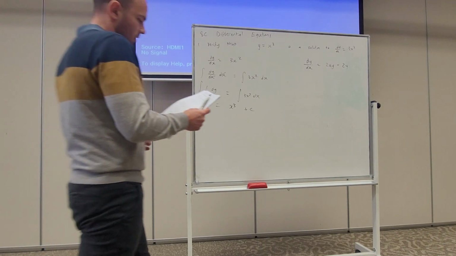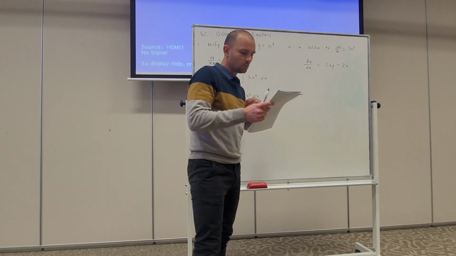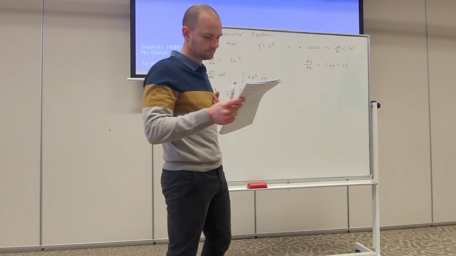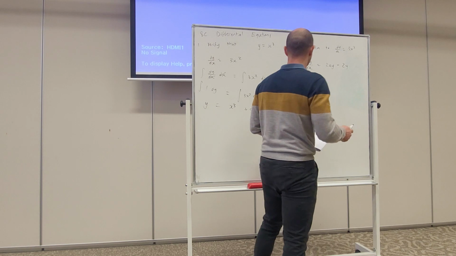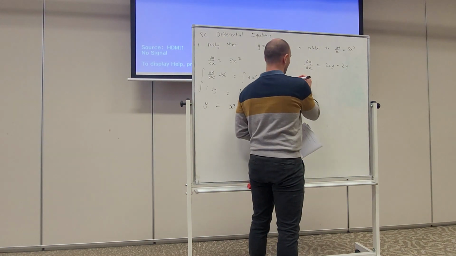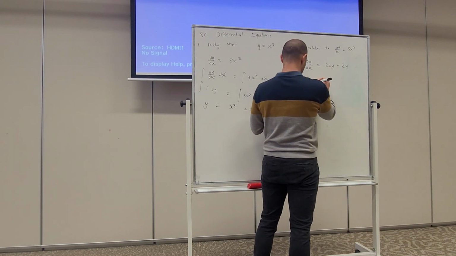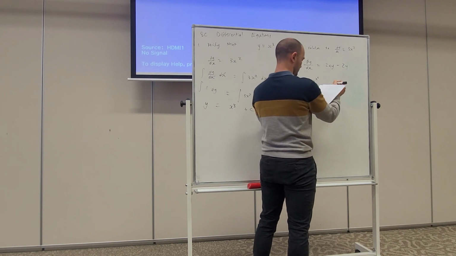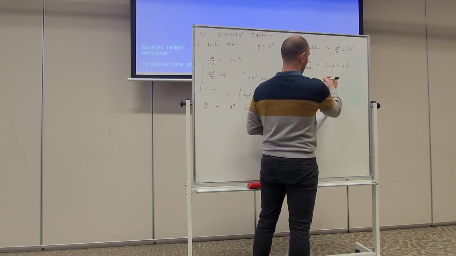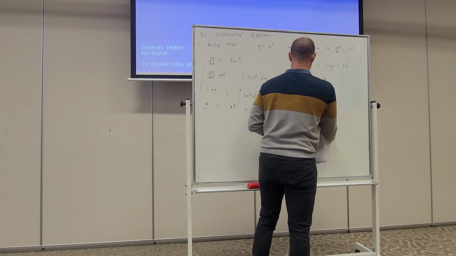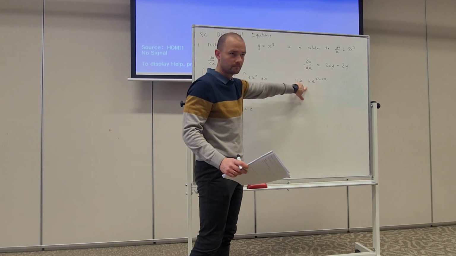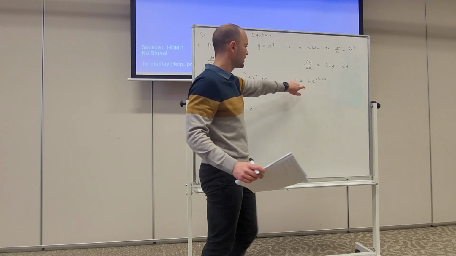Show that y equals k e to the x squared take 2x is a solution. So we're going to start with y equals k e to the x squared take 2x. That's what we're going to start with. Now the first thing we're going to do is differentiate this.